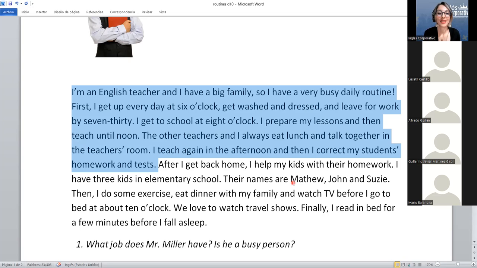Yes. The first step, right? I'm a teacher and I have a big family. So I have a very busy daily routine. First, I get up every day at 6 o'clock, get washed and dressed, and leave for work by 7:30. I get to school at 8 o'clock. I prepare my lessons and then teach until noon. The other teachers and I always eat lunch and talk together in the teacher's room. I teach again in the afternoon, and then I cover my students' homework and tests.